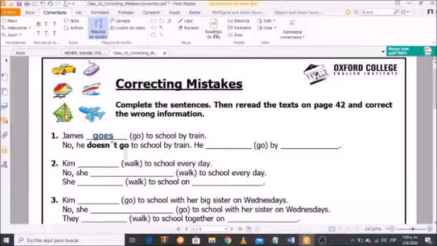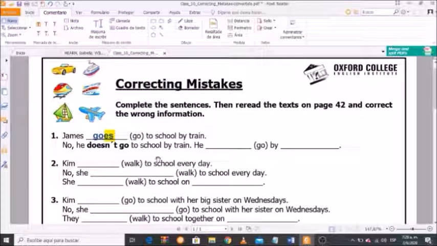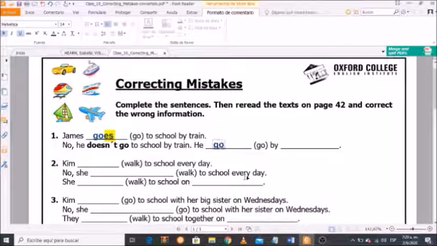Recuerden que porque nuestro sujeto es James, que a su vez puede ser reemplazado por el pronombre he, teníamos que hacerle una modificación al verbo. Y como a su vez nuestro verbo termina en o, tenemos que agregarle una es. Ok, so James goes to school by train. But we know that he doesn't go to school by train. No, he doesn't go to school by train. How does he go to school? Okay, very good. He goes to school by bus.